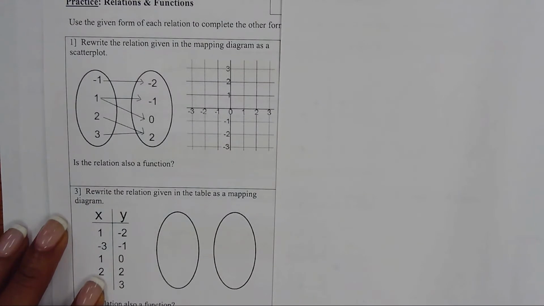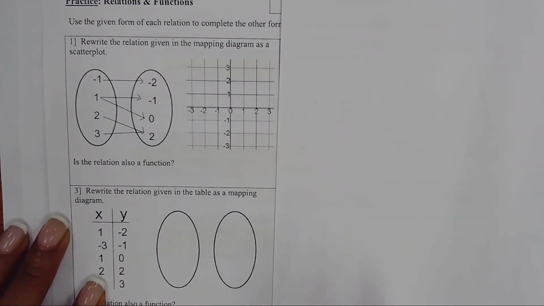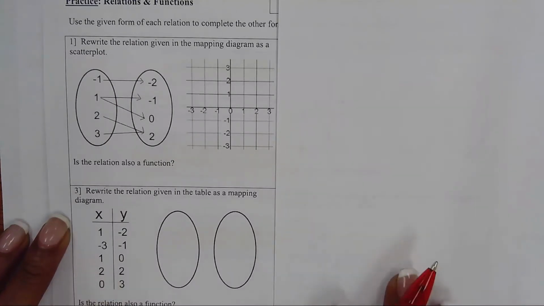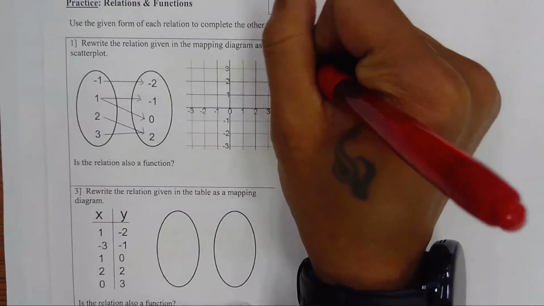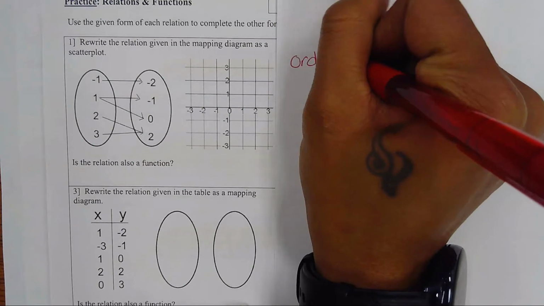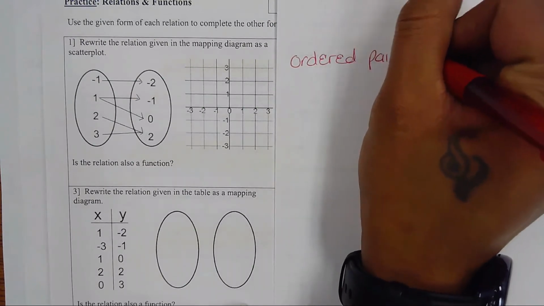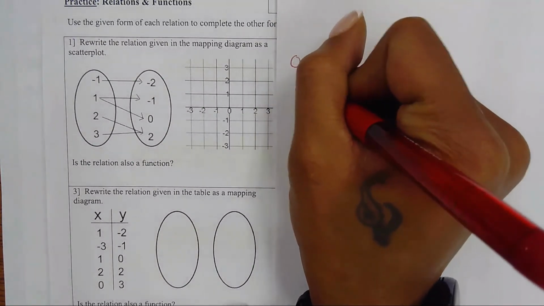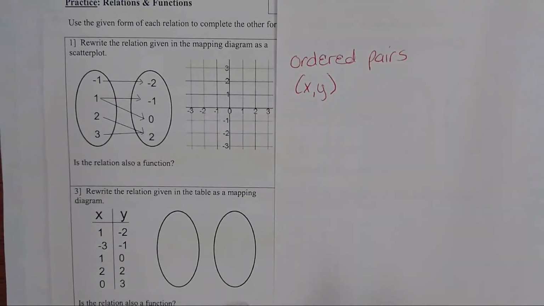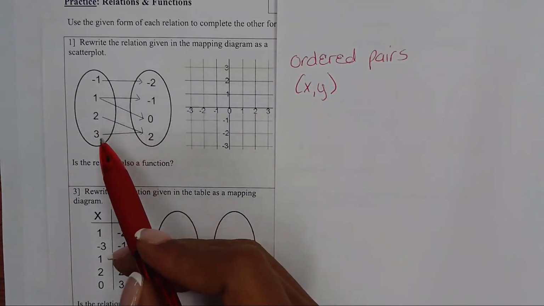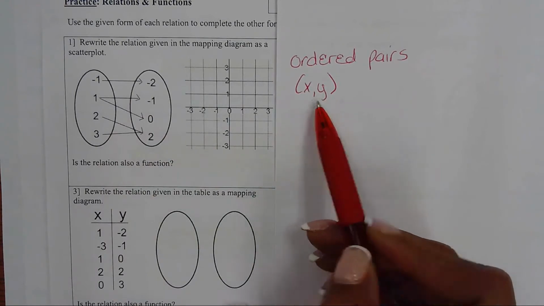And then I'm also going to take it a step further just to make sure we remember how to list the domain and range. So the first thing I suggest that you do is to rewrite these ordered pairs so they actually look like ordered pairs. Ordered pairs will always have an x value, which comes first, and a y value, and it'll look like that. So we're going to rewrite these in this form.